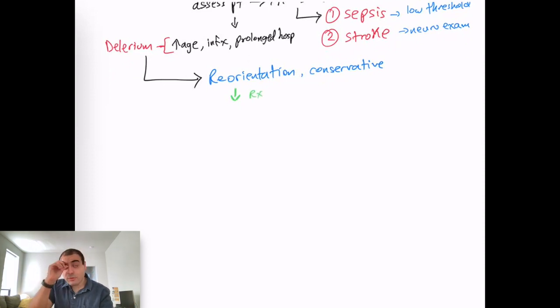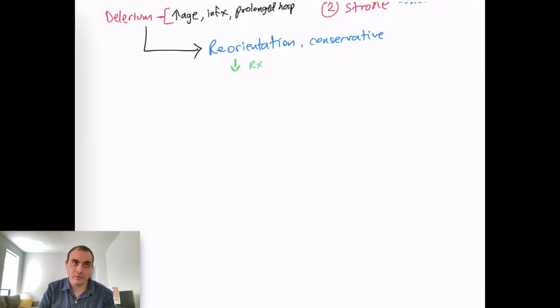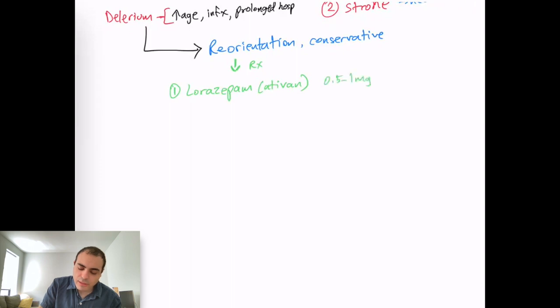Now, I'll give you the few options for agitation, and then we're going to talk about it one by one, okay? About what can you give and what can't you give. So, number one is lorazepam, okay? We talked about it with alcohol withdrawal. Again, Ativan. So that's number one, and what you can do is give like 0.5 or 1 milligram PO, IV, IM, whatever, okay?